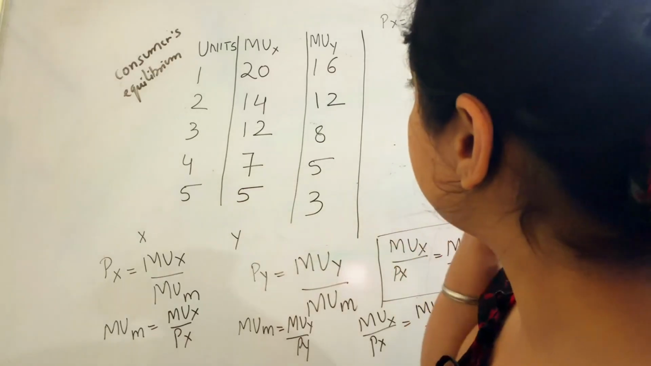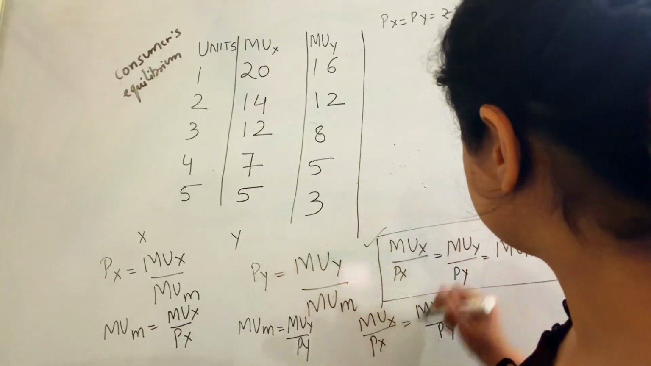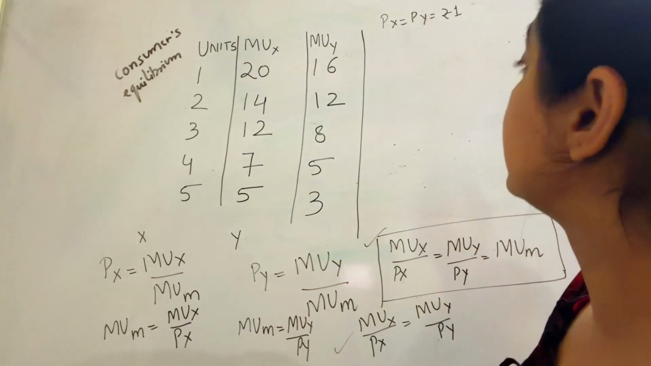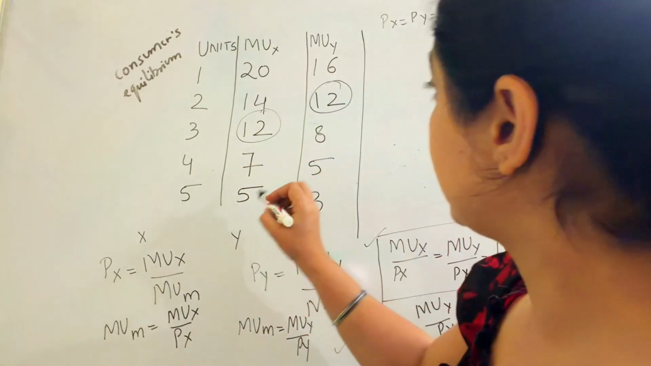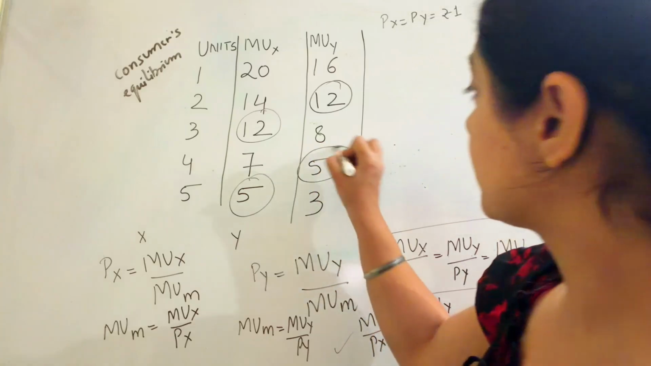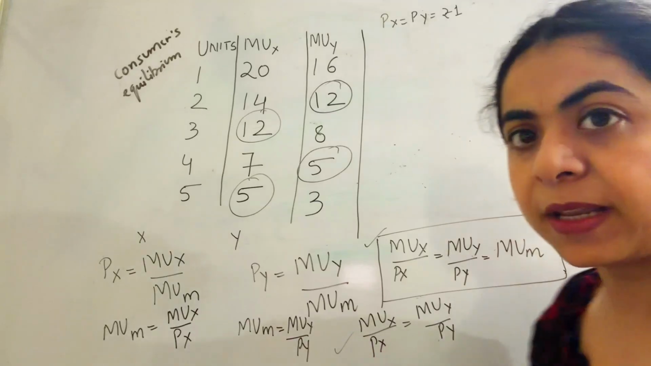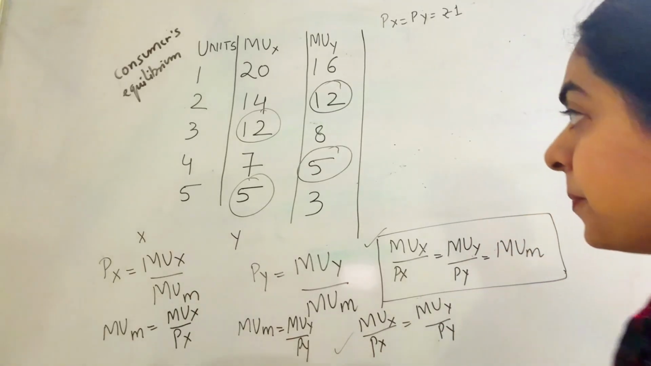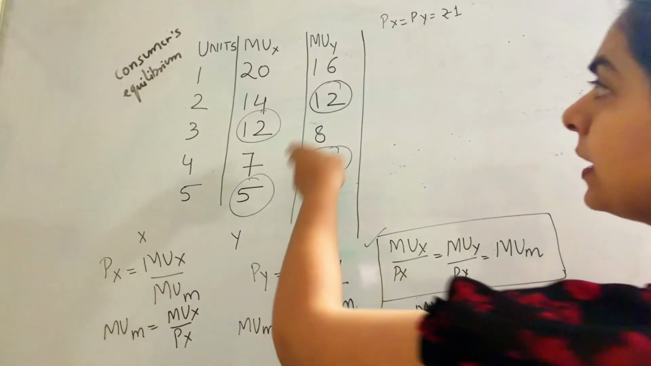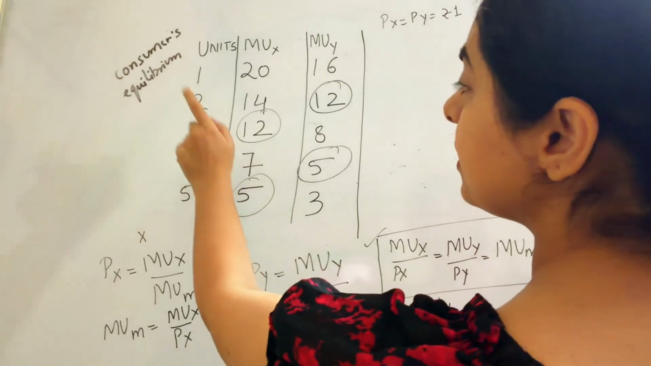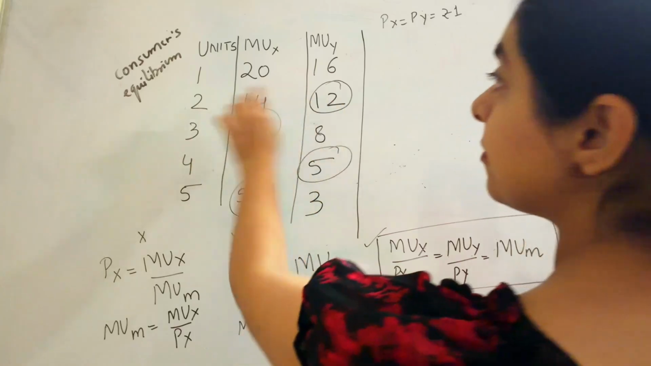Based on this, we'll find that the value of MUX upon PX is equal to MUY upon PY at this level, 12 and 12, then 5 and 5. So basically there are two different combinations where this ratio MUX upon PX is equal to MUY upon PY. But the consumer will be in equilibrium only at one particular combination. If we look at 12 and 12, it means that the consumer will be in equilibrium when he consumes 3 units of X and 2 units of Y.